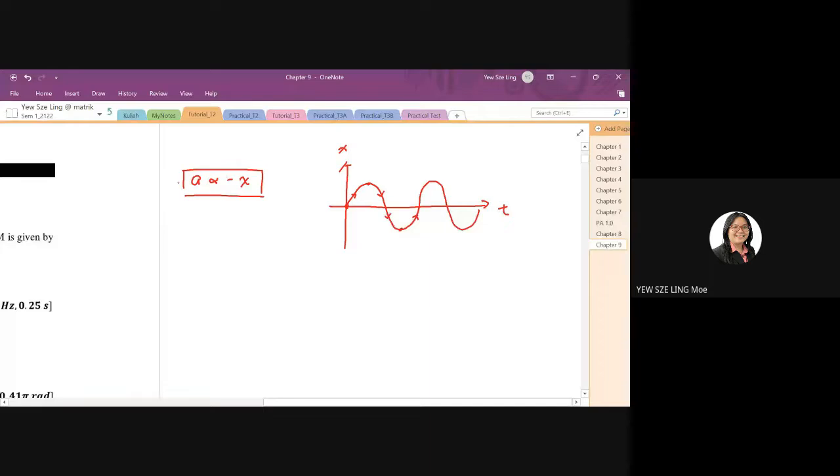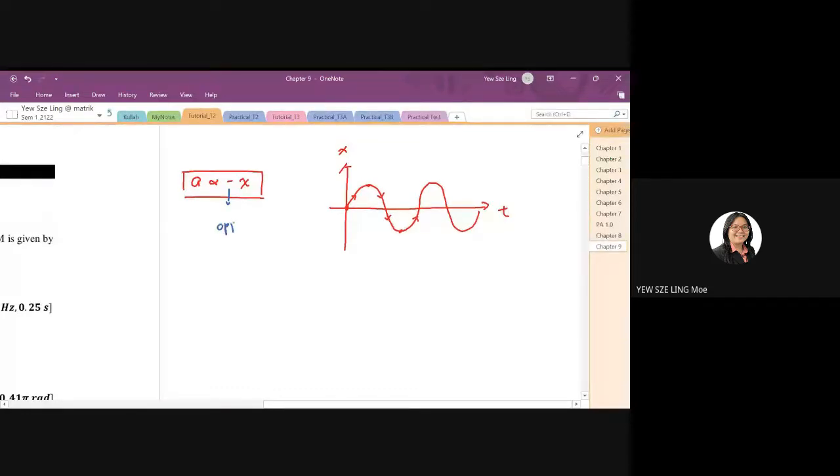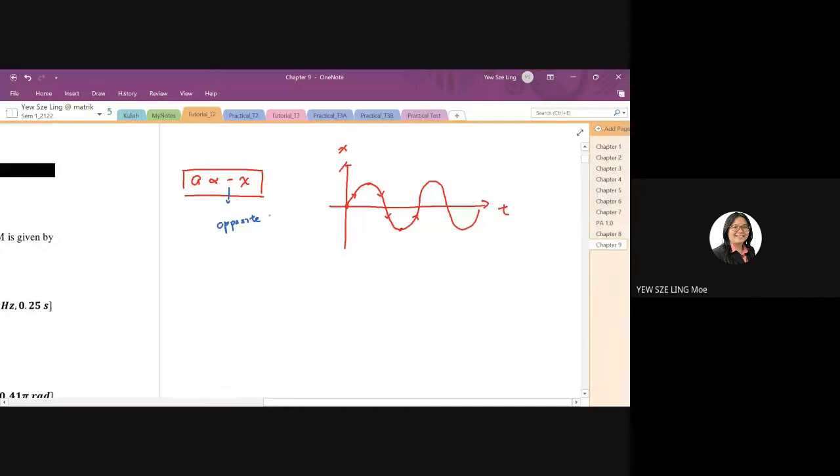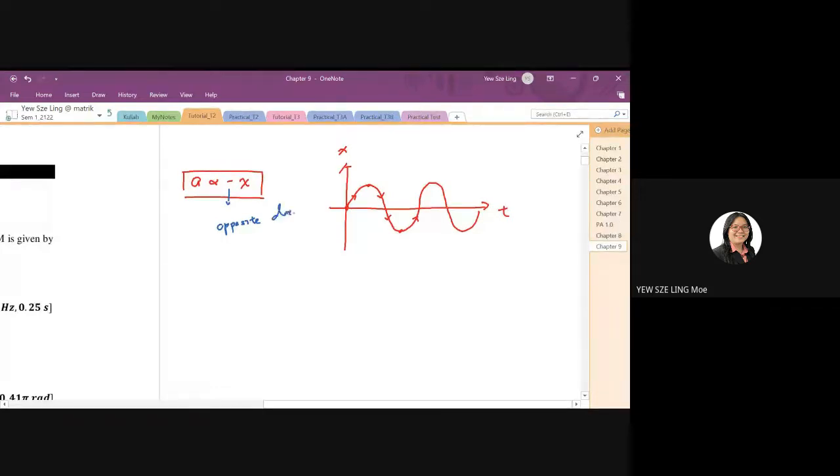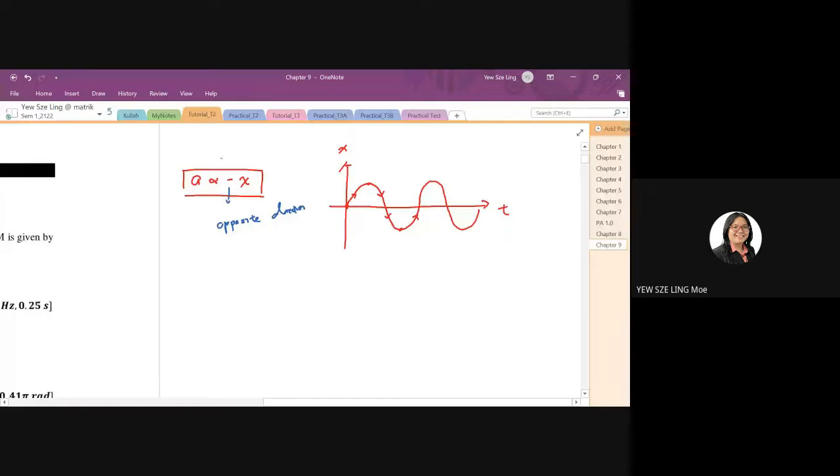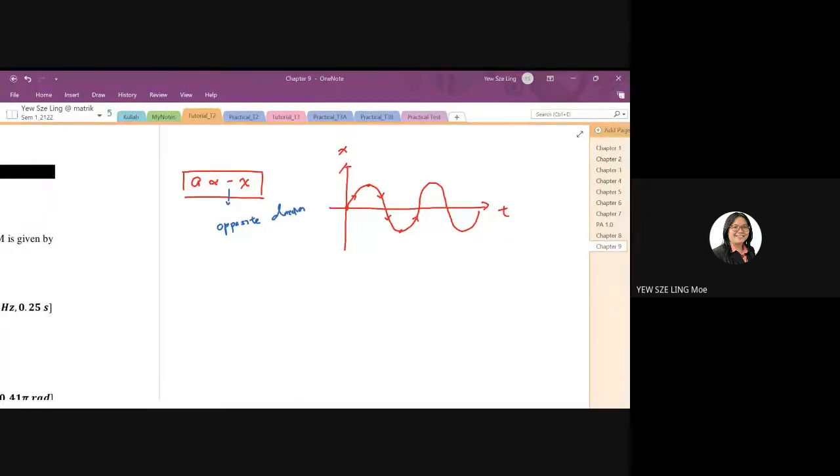And then it fulfills the condition where a is always proportional to negative x. What does this negative mean? This negative means opposite direction. It's always opposite to x, so it actually indicates a direction. So a and x are always opposed to each other. They won't be moving in the same direction.